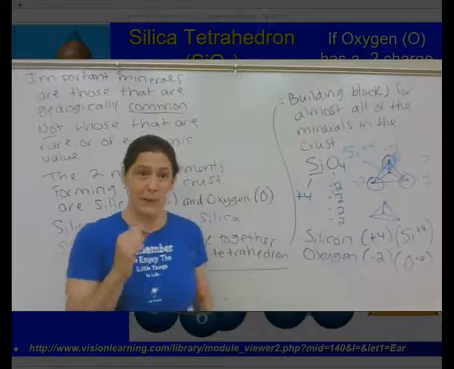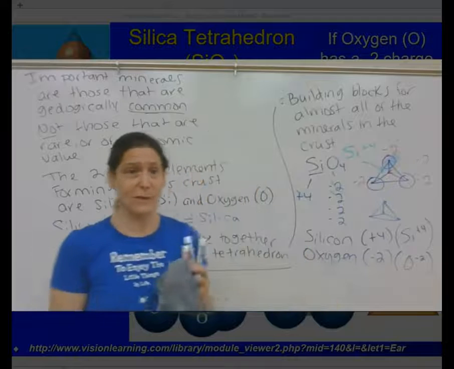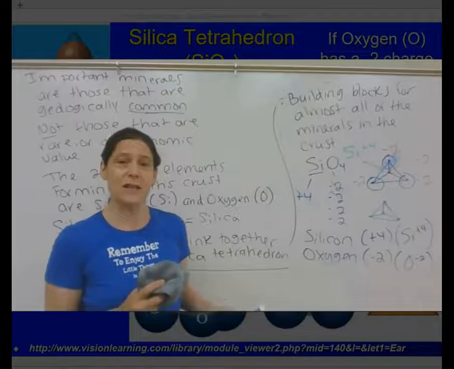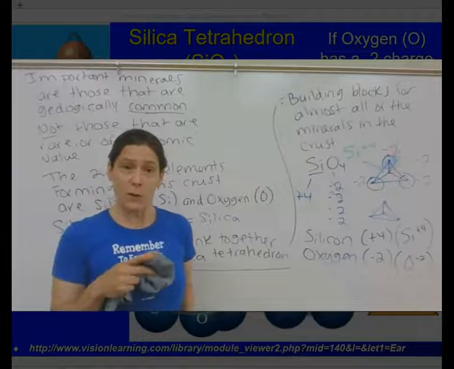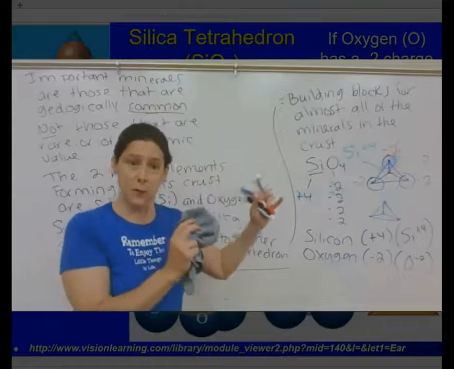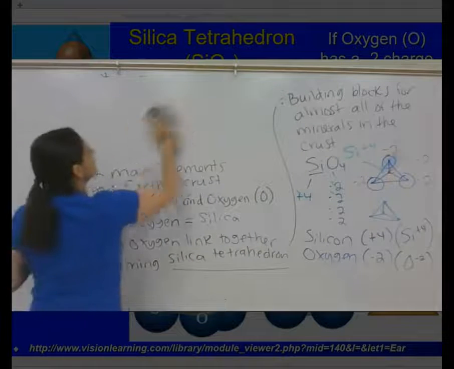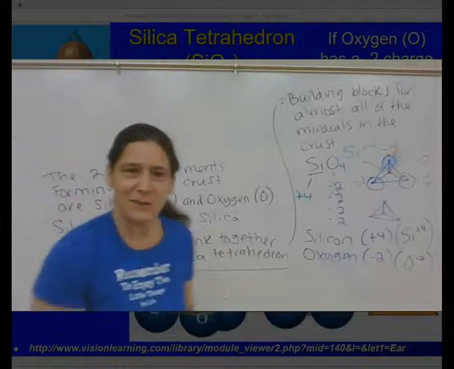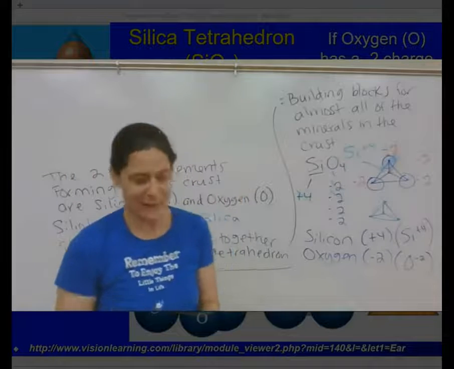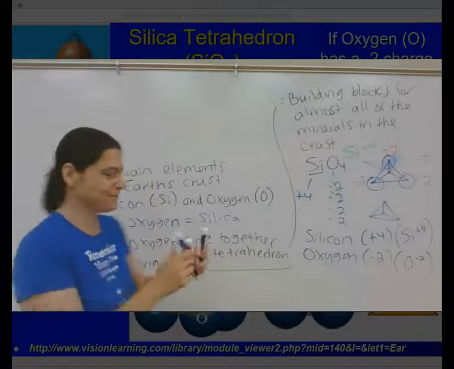A way that we can represent this is by writing the chemical formula of a silica tetrahedron: SiO4 to the negative 4. Did I mention this is the most technical lecture? I know I did, but just reminding you, just get through it. It's not that bad.